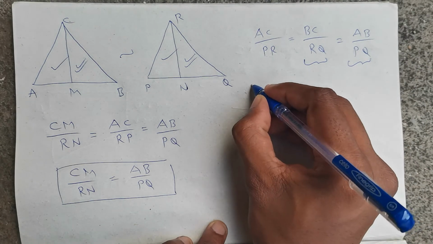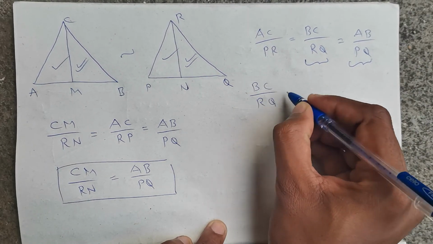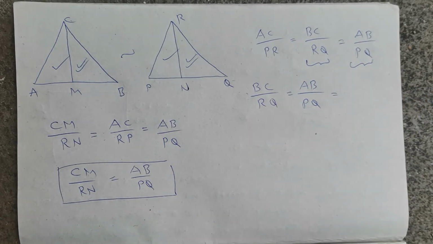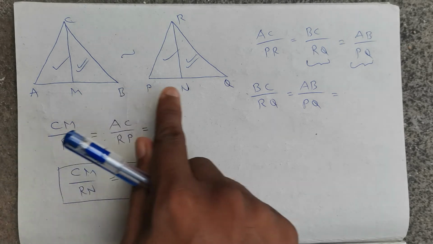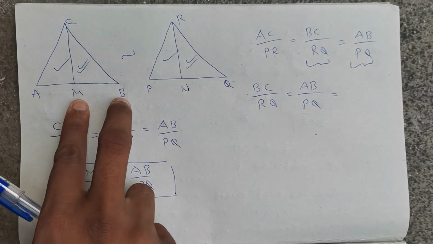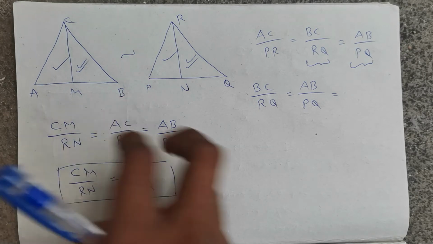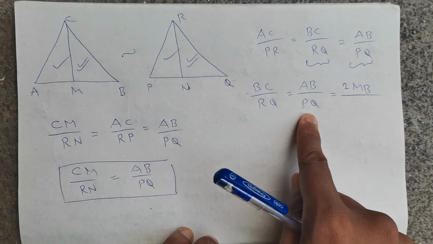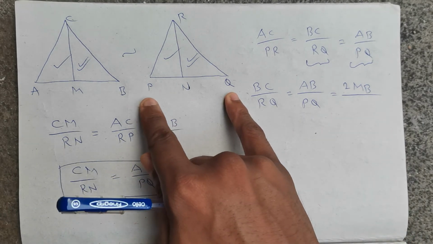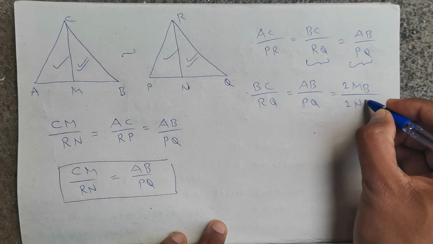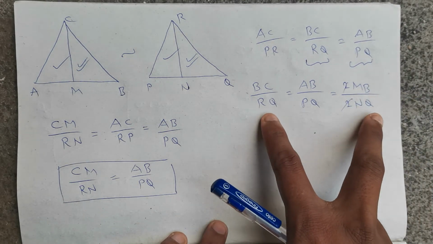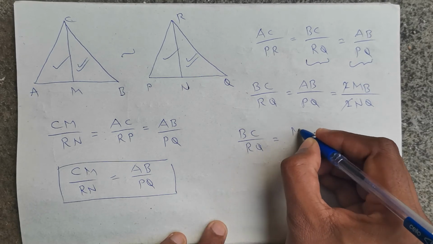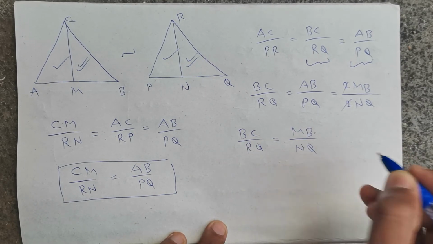Now I will take these two, that is BC by RQ is equals to AB divided by PQ, which also can be written as: M is the midpoint as well as N is the midpoint. So MB is double of AB, so 2 times MB divided by, then what about this PQ? NQ is double of PQ, so 2 times NQ. 2 will get cancelled. Now I will take these two, that is BC divided by RQ is equals to MB divided by NQ.